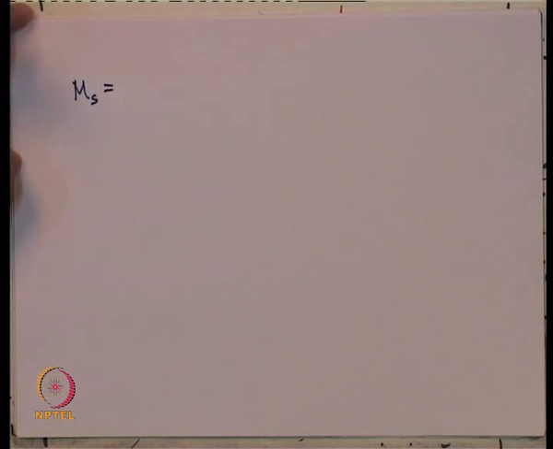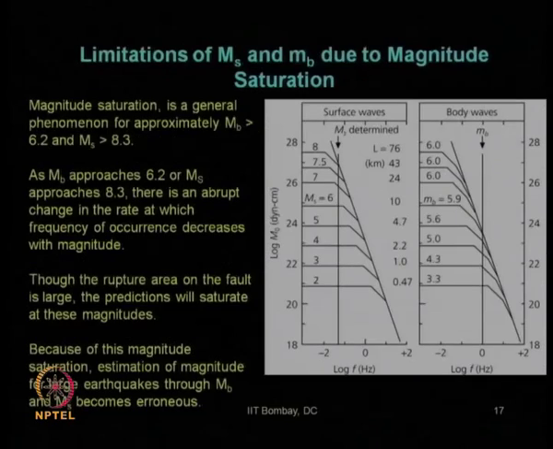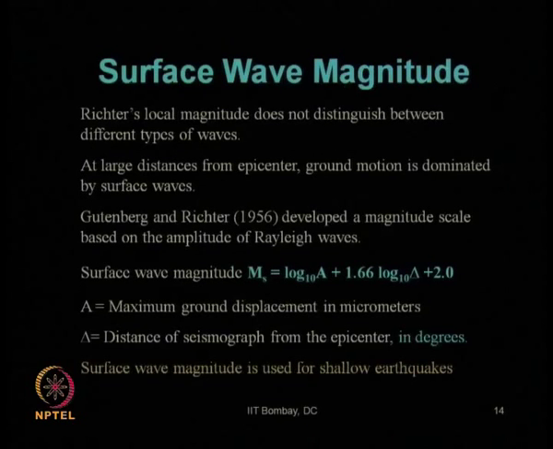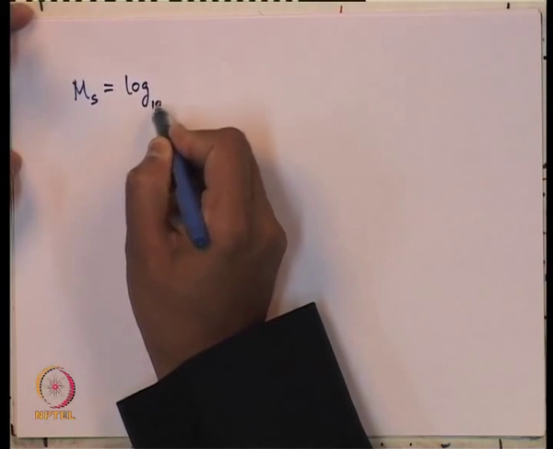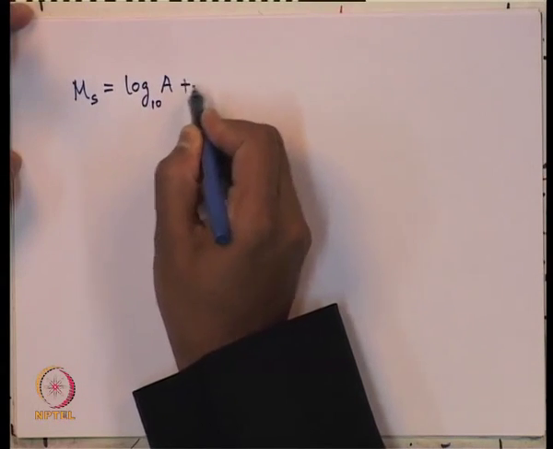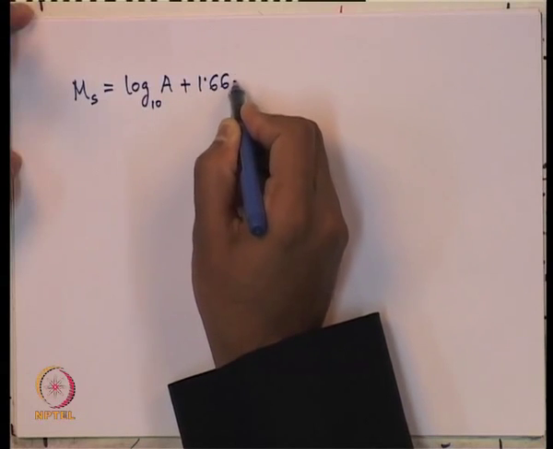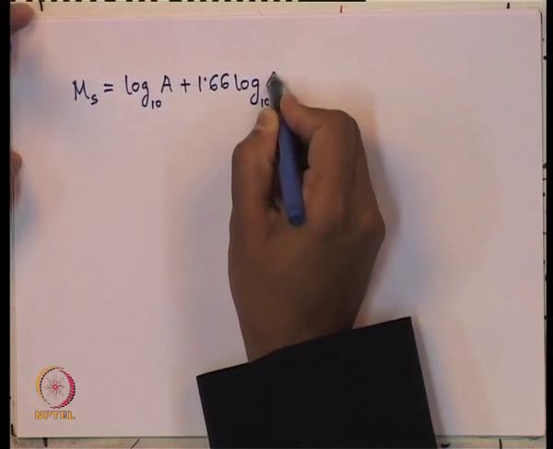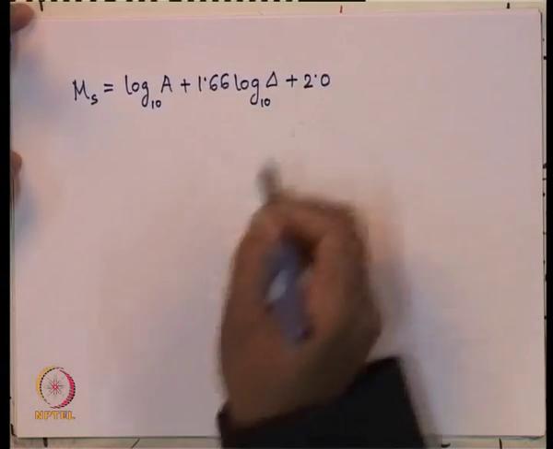So, the first equation which we have to use is the Gutenberg-Richter equation for surface wave magnitude. That equation, as we have seen, let us go back to the slide here. For the surface wave magnitude, this Gutenberg-Richter equation of 1956 is the equation which we should use. So, M s is log to the base 10 A plus 1.66 log to the base 10 delta plus the numeric value 2.